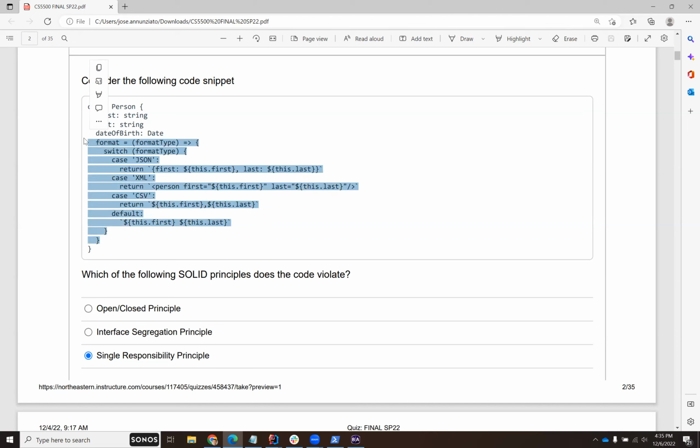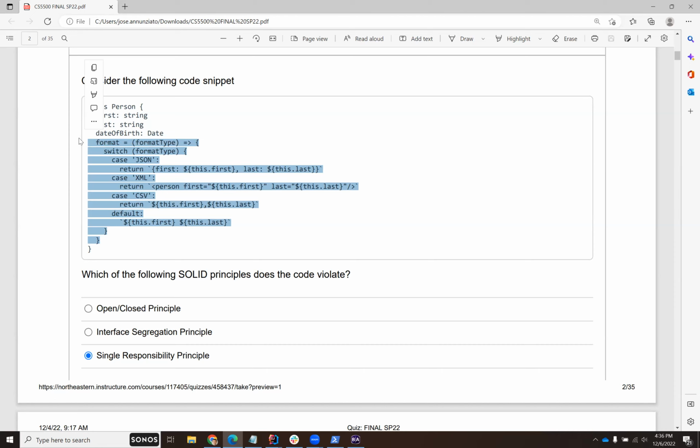Instead, this format should be elsewhere, in a separate class or separate utility function, right? Where maybe I could pass it an instance of person, and then it can format it in different ways, format it as XML or JSON or CSV. So really, this function should not live here. So that's what the intent of this question was. But lots of people got confused with this question, so I'm not going to use this.